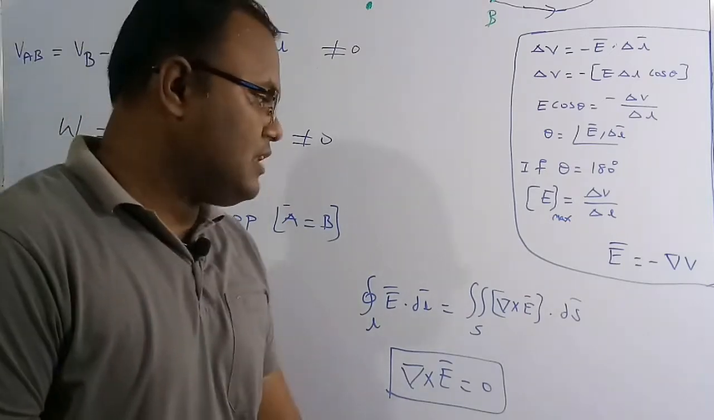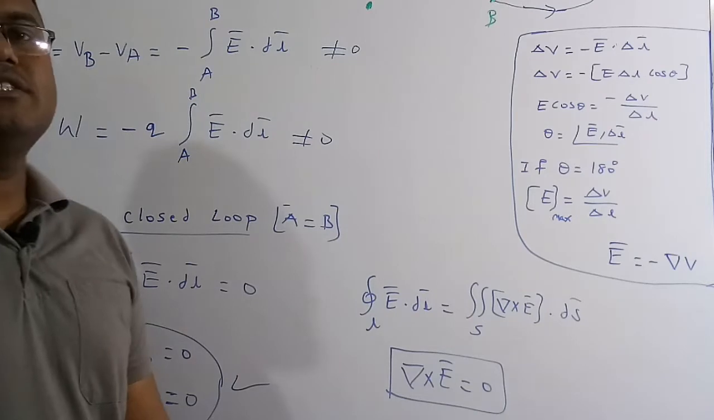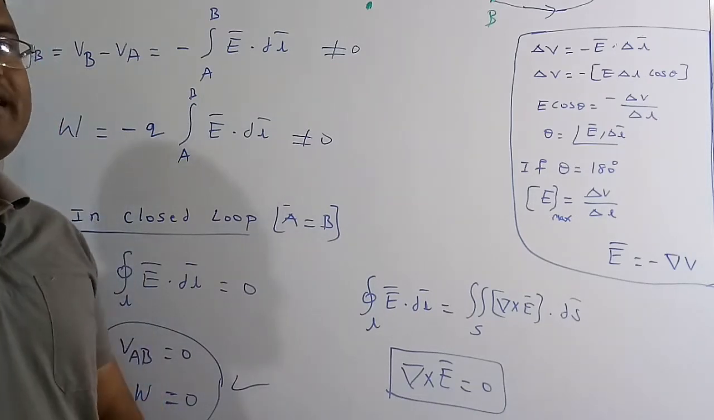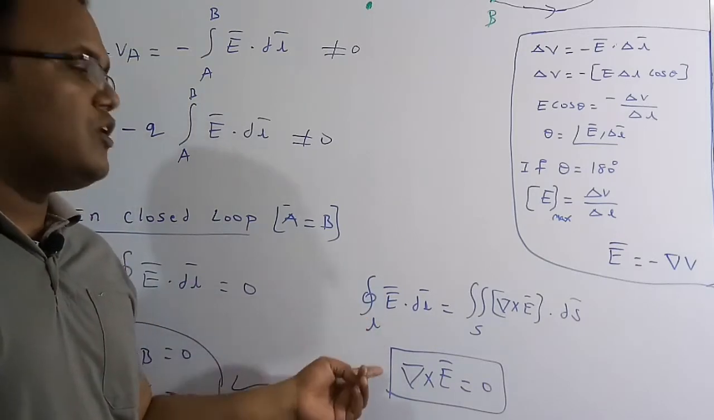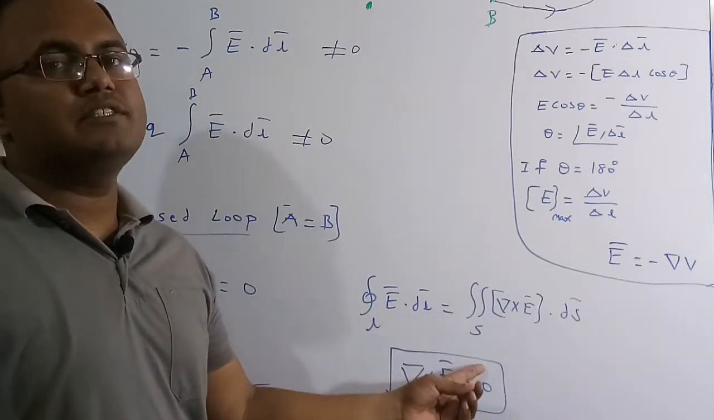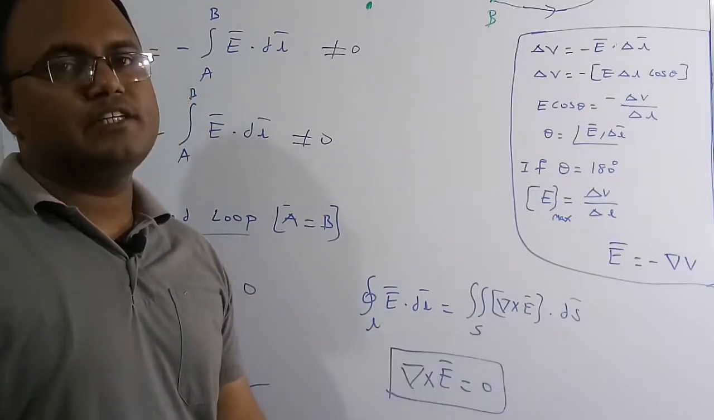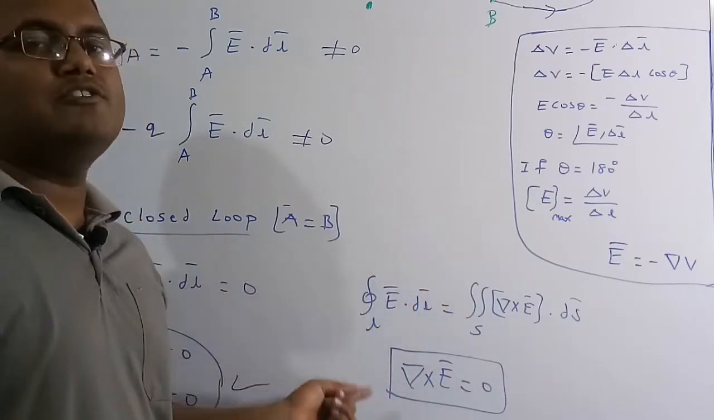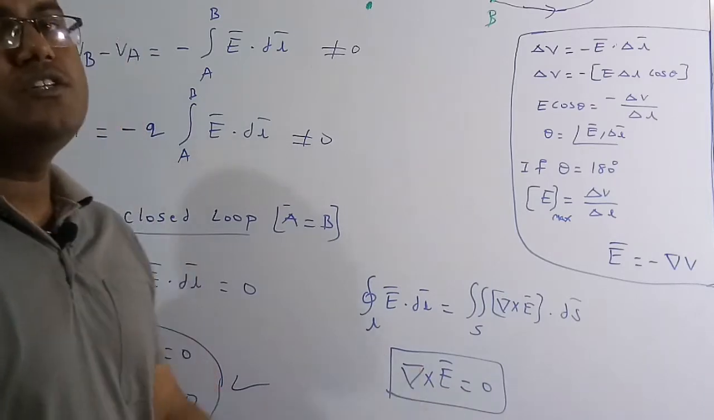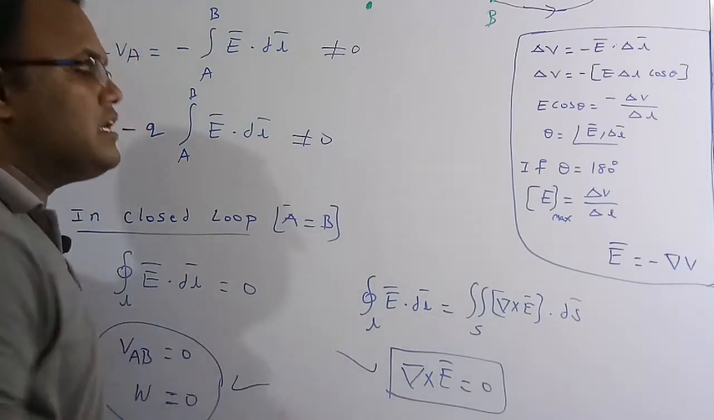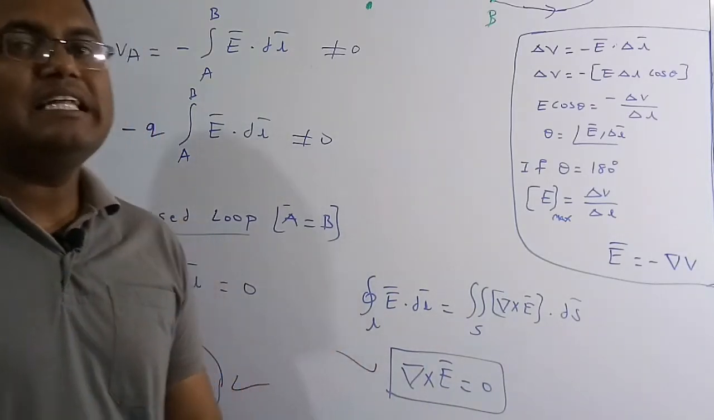Now, with the help of Stokes theorem, which relates a closed line with an open surface, the closed line integral of E bar dot dL bar is equal to the open surface integral of curl of E bar dot dS bar. As the LHS value is equal to 0, we can say del cross E bar is also equal to 0. So the curl of the electric field is equal to 0, which means there is no curl.